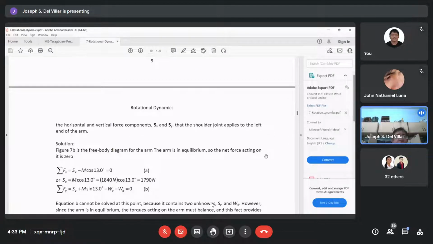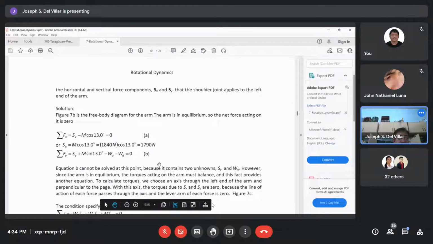So after getting the weight of the dumbbell, you substitute it into equation B, the summation of vertical forces, to get the SY.